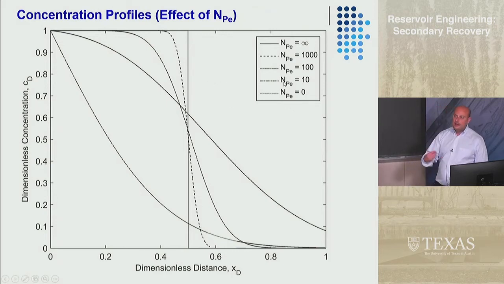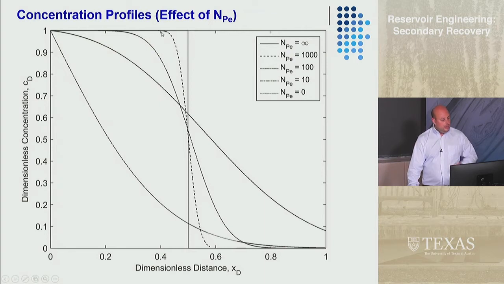But as you start to add some dispersion, let's look at a Peclet number of 1,000, which is still a big number, but you start to get some smearing. So even before TD is equal to 0.5, or XD is equal to 0.5, the concentration starts to decrease. It's about 0.5, as we said, at there, and then it decreases a little bit. If the Peclet number is 100, there's even more smearing, so it almost immediately starts to decrease.